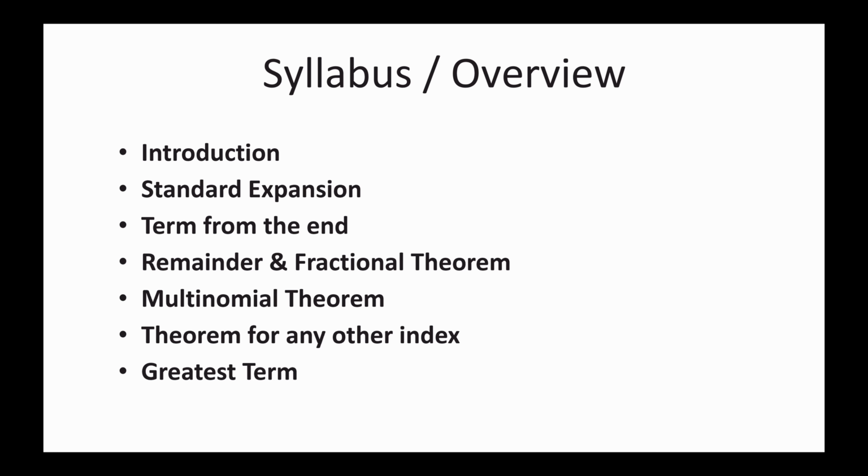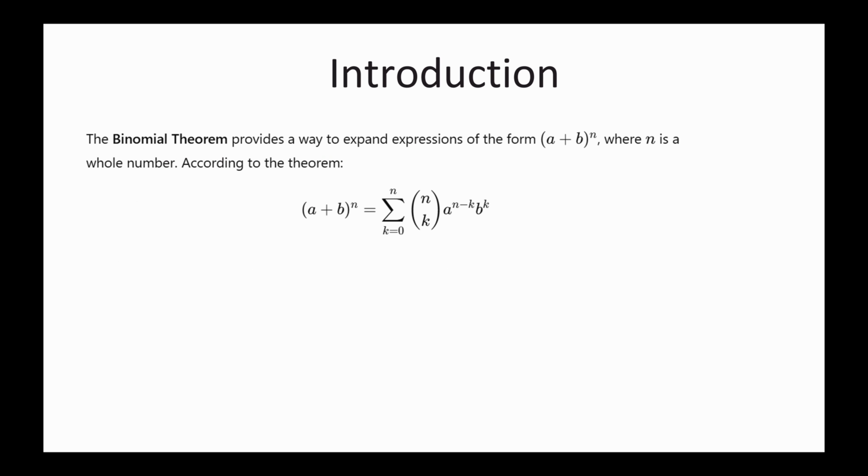So first, let's look at what subtopics we will be covering. First, we will look at a brief introduction as to what binomial theorem is. Basically, we talk about x plus y to the power n and how we can expand it. This entire chapter is only about the expansion of this term. Then we will look at a standard way of expanding it, terms from the end, remainder, fractional theorem, multinomial theorem, and how we can find the greatest term for any index, whatever the value of n is, and a few more things. So without further ado, let's start.